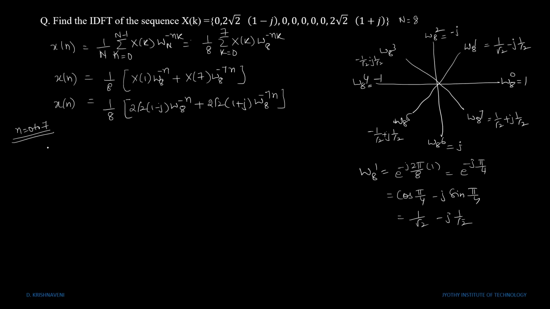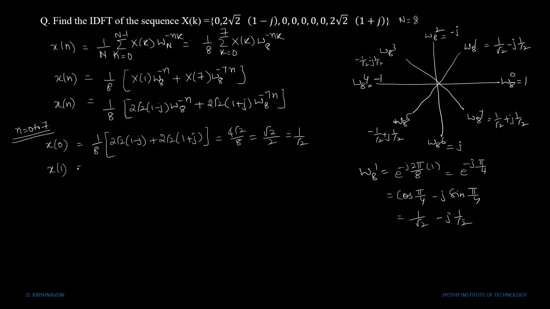Now substitute n equal to 0 here. 1 by 8 [2 root 2 into (1 minus j)]. When you substitute n is equal to 0, W8 to the power of 0 is 1, so plus 2 root 2 into (1 plus j). So 2 root 2 plus 2 root 2 is 4 root 2 by 8. So we'll get root 2 by 2 or 1 by root 2.